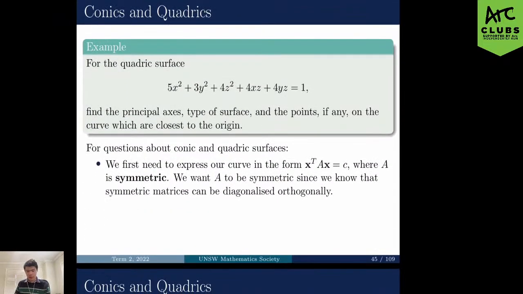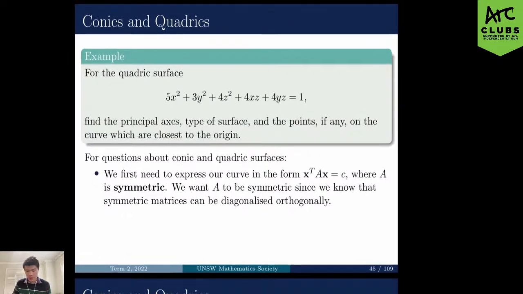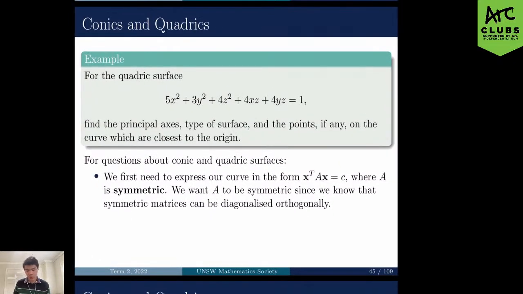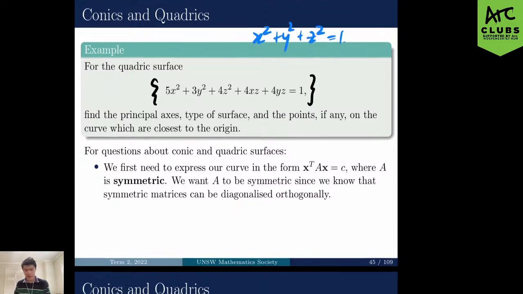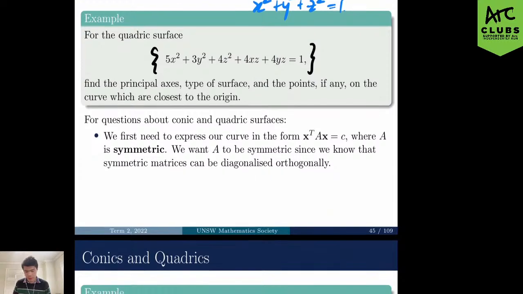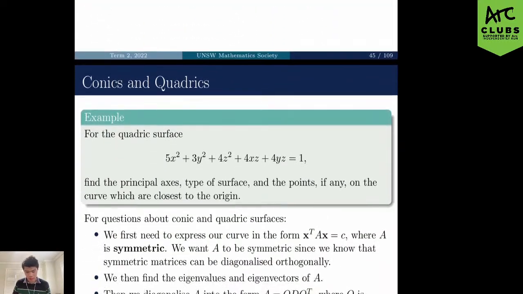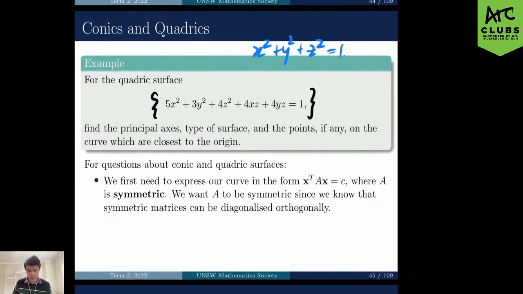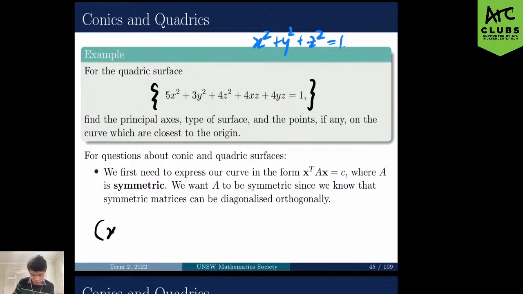So for questions like these, we need to express our curve in a form like this. Again, we've not got the kind of equation that's easy, like x squared plus y squared plus z squared equals 1. We've got something like this, and what we want to do is express it in this form over here. Let's just do an example. x is going to be like this.